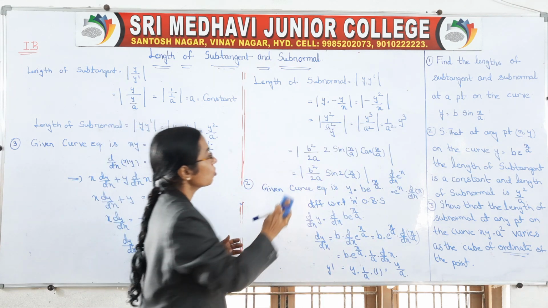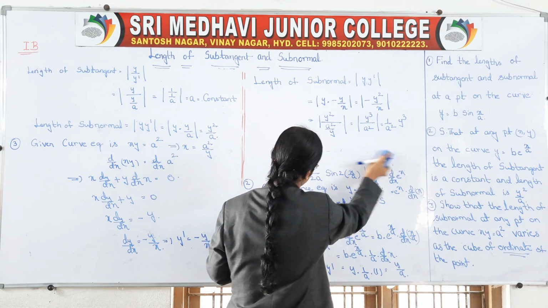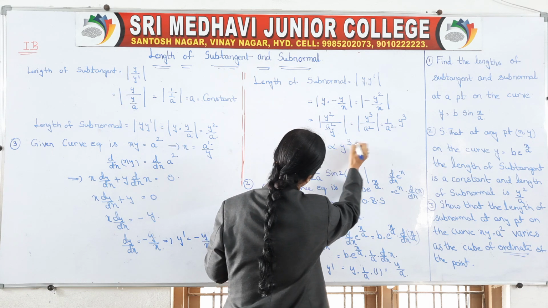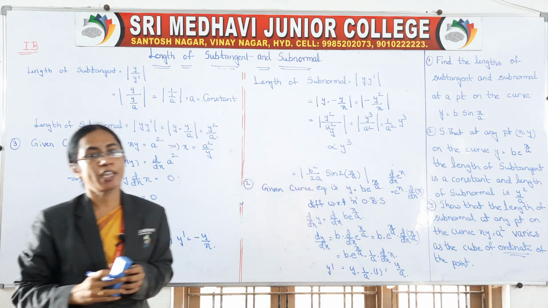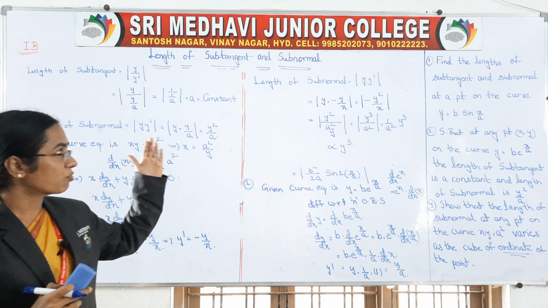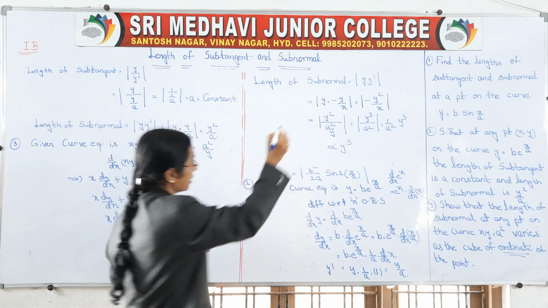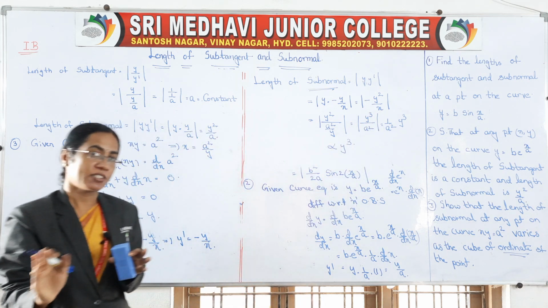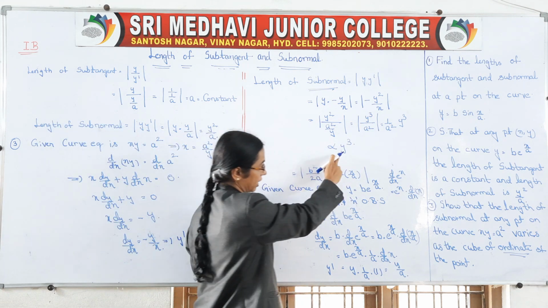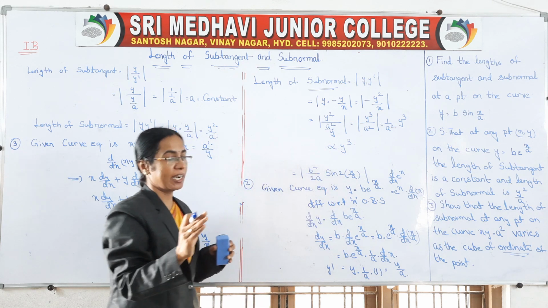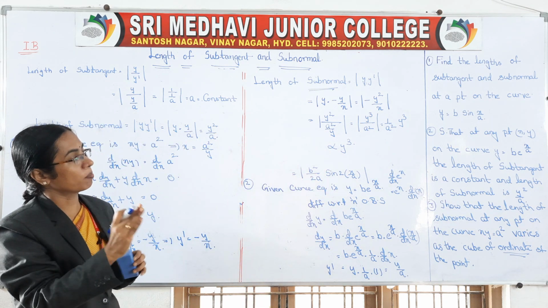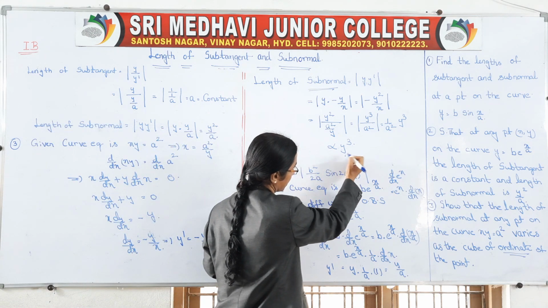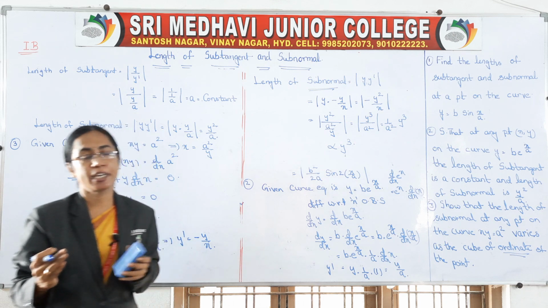See, we got the cube of y. So it is directly proportional to y cube, isn't it? Some constant into y cube, right? So therefore the length of the subnormal, this constant does not change, but the y value is variable, it will change, right? So length of subnormal varies along with the cube of the ordinate. Ordinate means y coordinate, right?